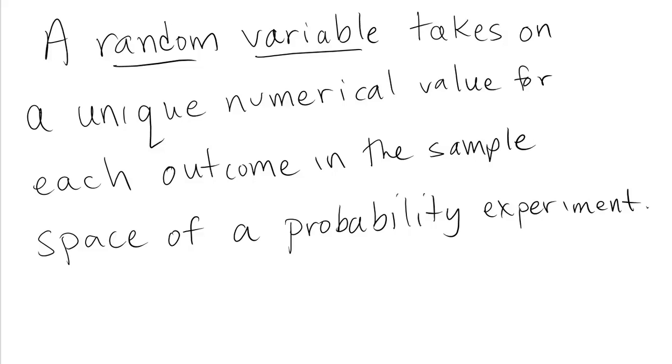The part that's subtle is that we require that that variable take on a numerical value, and furthermore, we have this extra condition that it takes on a unique numerical value for each outcome in the sample space of a probability experiment. For those of you that remember your algebra, this is similar to how we require that each input to a function correspond to a single output. You can't have multiple outputs for the same input. Let's look at a classic example.